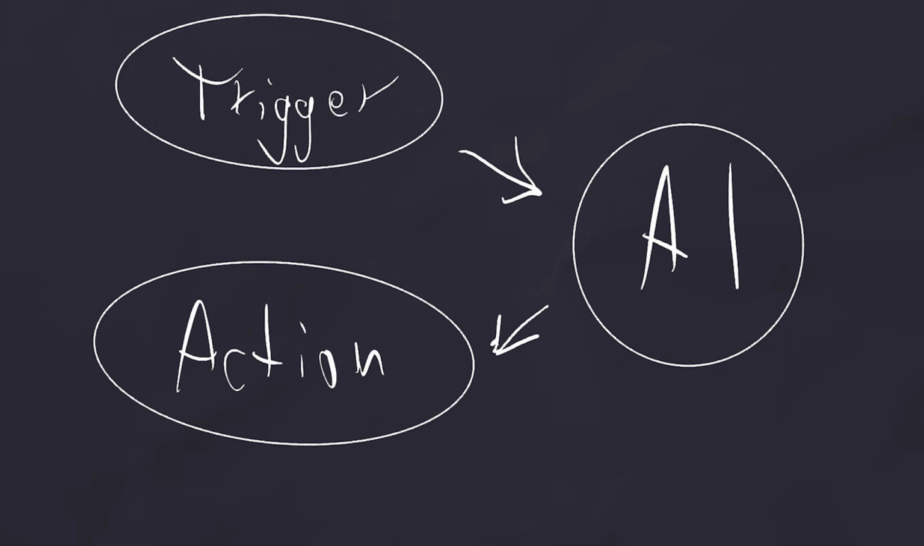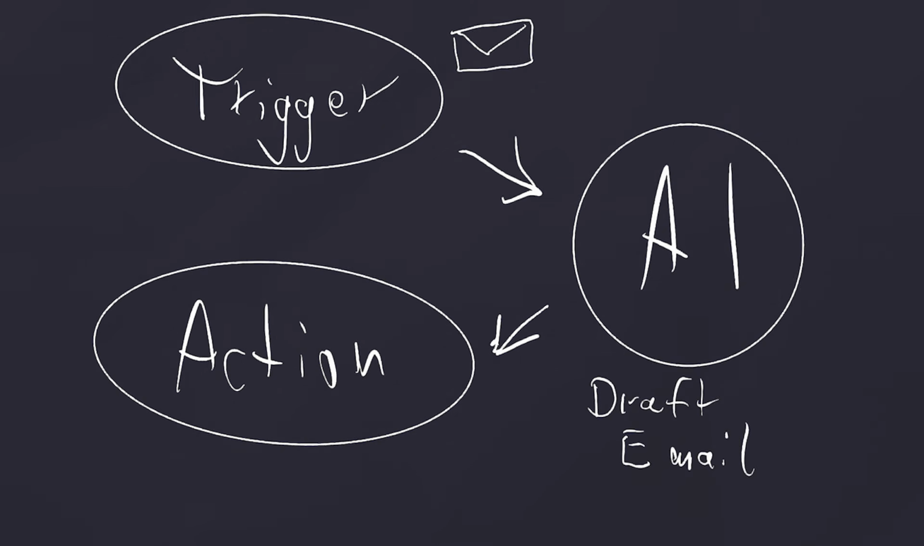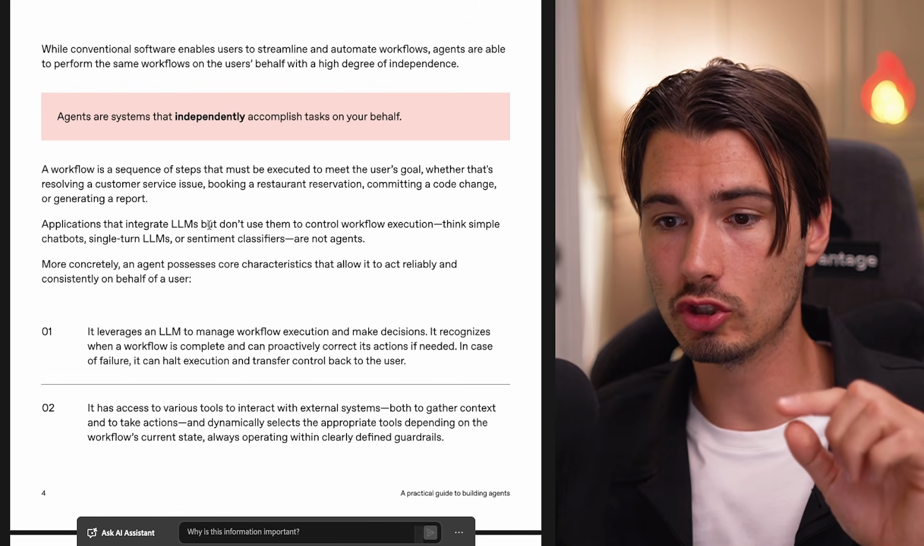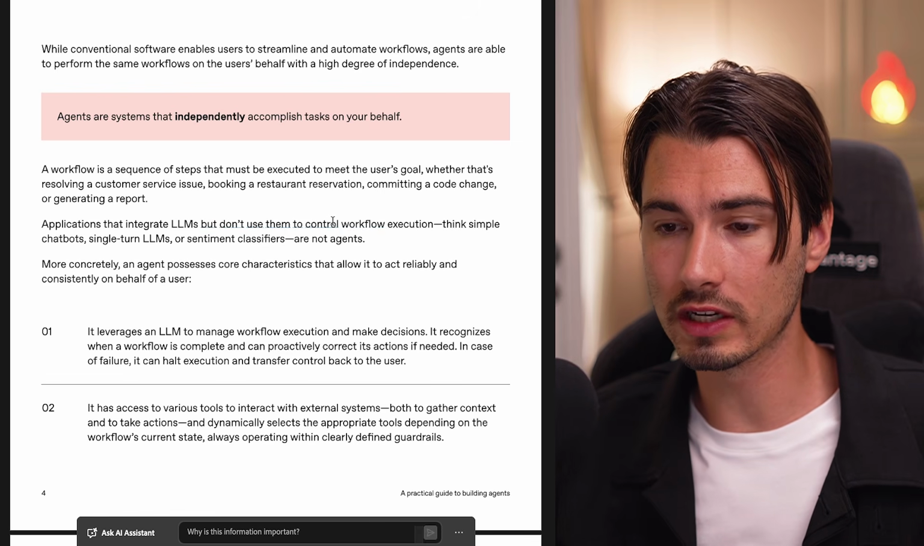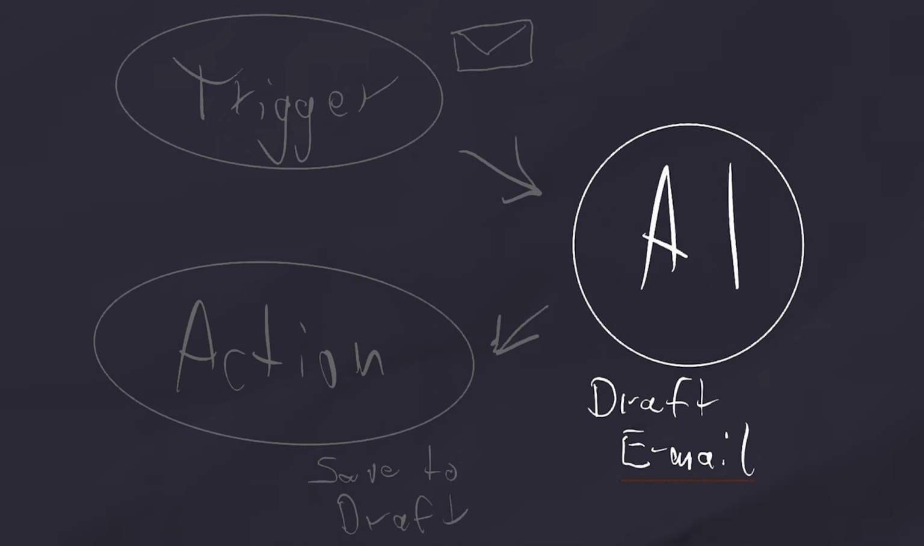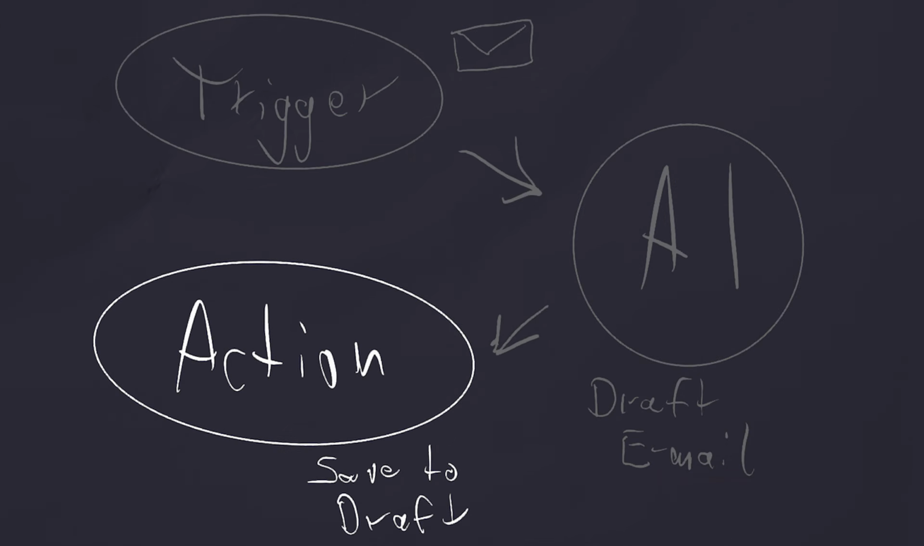If we return to our little drawing here, if the trigger is us getting a new email, and then the AI step is maybe something like drafting a response to that email, and then the action is saving that response as a draft in your email account, well, in that case, we are using AI or an LLM in the middle, but we don't use it to control the workflow execution. Yes, there is an LLM in the middle to write the draft, but the AI step does not decide what happens after that. What happens after that is the same every time. It just saves the draft in your account and that's it.